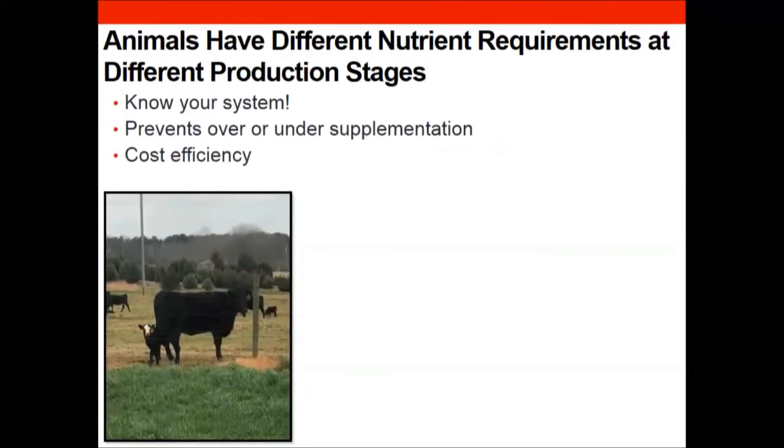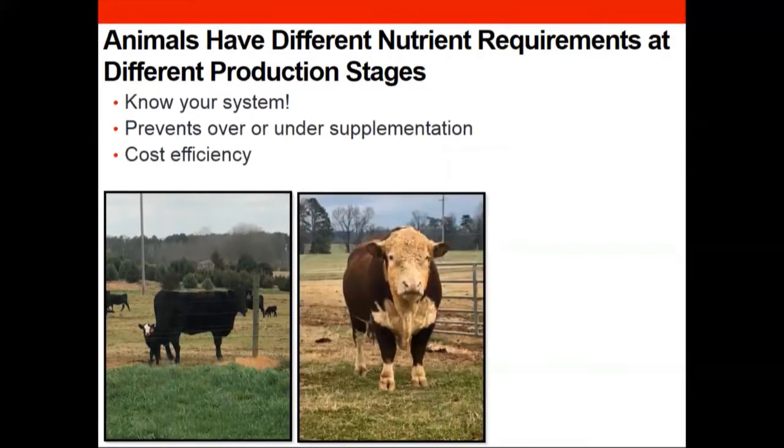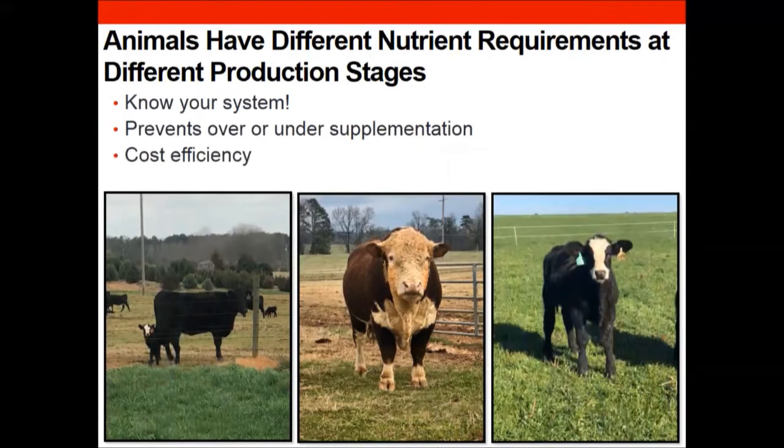So like I said, they have different nutrient requirements. You can see here mama cow is going to definitely have different requirements from papa cow. And papa cow is going to have different requirements from the little baby stocker calf.